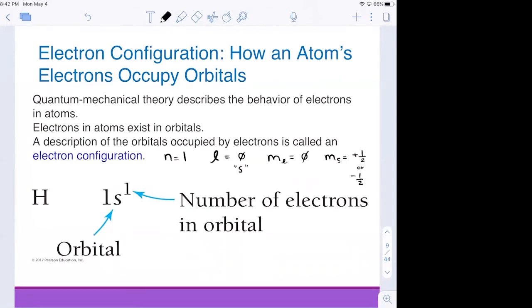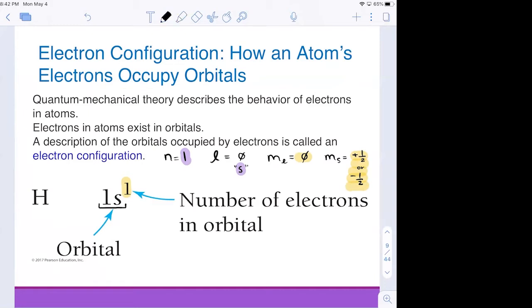Now, what we can do with that is do a shorthand. We'll take the n value, we'll take the shape, the s value, and we'll be able to merge those together into an actual orbital location. Now, that orbital, 1 being n, and s telling us l, that tells us a lot of information about the energy, the size, and the shape. The number up here at the top in the superscript is telling us information about the electrons that we can put in there. And that's the new part in chapter 3 that we're going to be able to discuss.